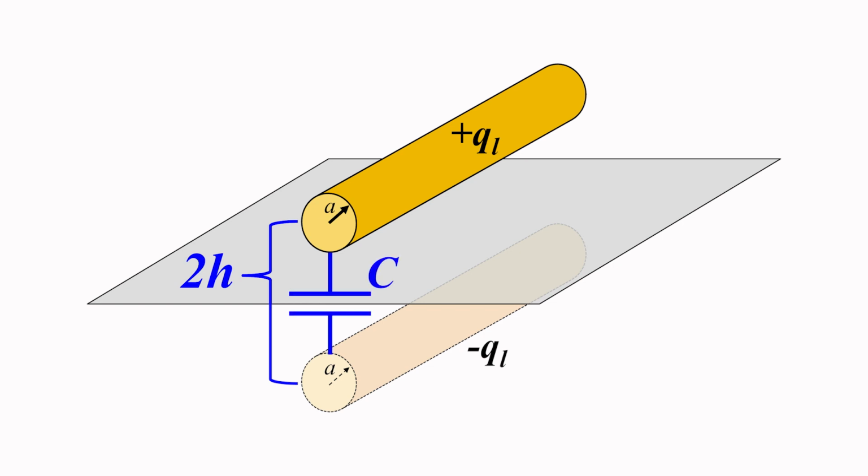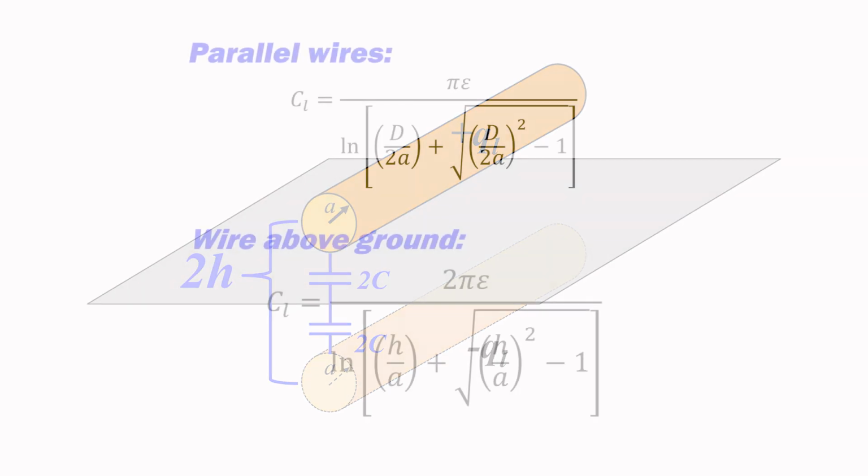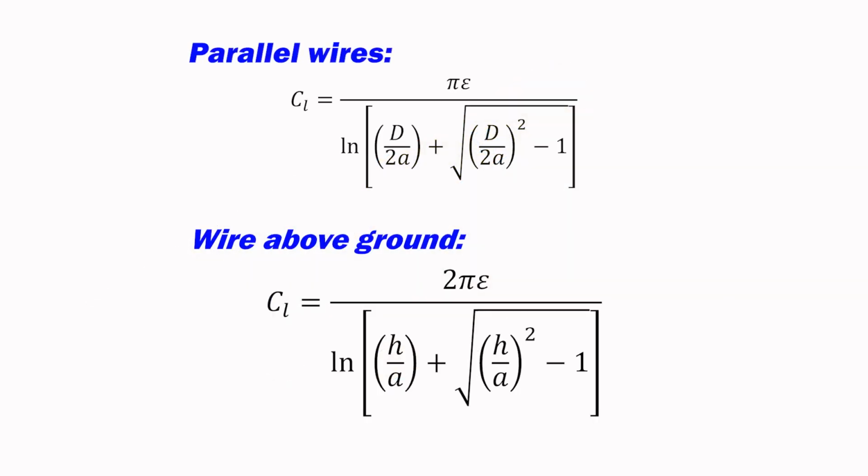We can think of the capacitance between the wire and its image as two capacitors in series that are virtually connected at the ground plane. Thus, the capacitance for the wire above the ground plane is twice the capacitance that we would get between a pair of real wires separated by a distance 2h, giving us the capacitance per unit length of 2 pi epsilon divided by the natural log of h over a plus the square root of h over a squared minus 1.